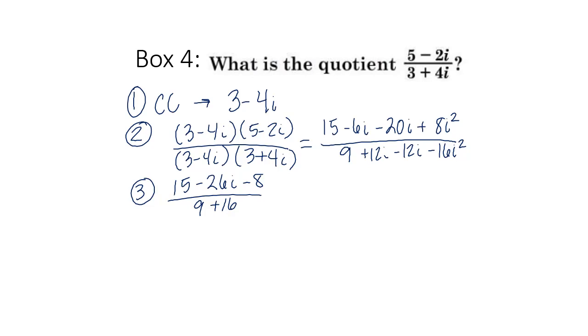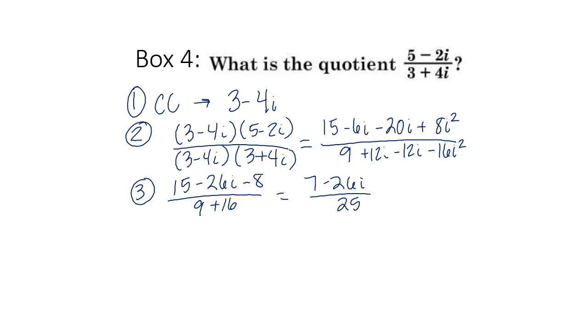Why did I write minus 8 instead of plus 8? Because i squared is negative 1, and a negative times a positive is a negative. And instead of writing negative 16, I wrote a positive 16. I'm going to keep simplifying here. I have 15 minus 8 is 7, minus 26i over 9 plus 16 is 25. I don't think they have anything in common between those three numbers. No.